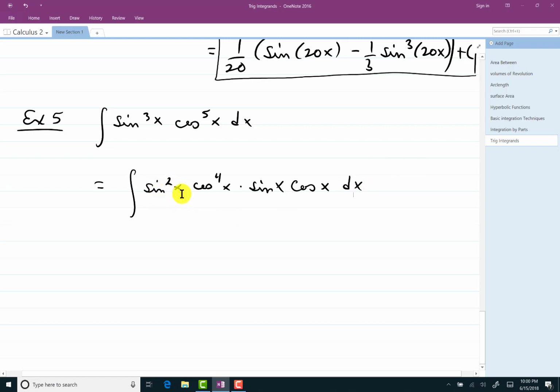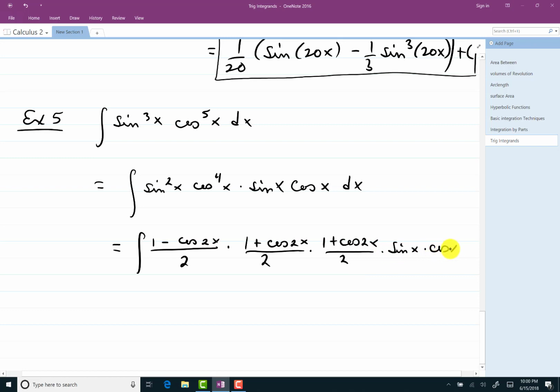Next, I'm going to run those identities through. So I'm going to do the one for sine, that's 1 minus cosine of 2x all over 2. And then, this is like cosine squared times cosine squared, so I'm going to get 1 plus cosine of 2x over 2. There's one of them. 1 plus cosine of 2x over 2. There's another one. And then I have sine of x cosine of x dx.